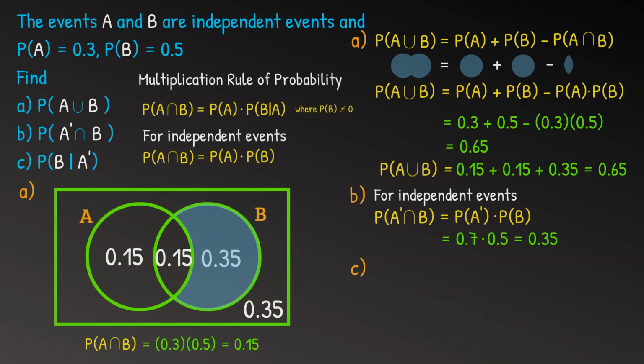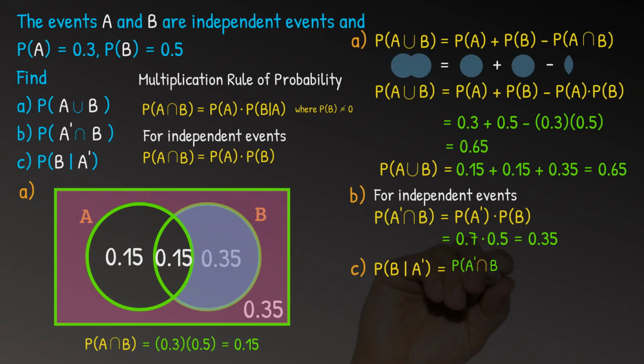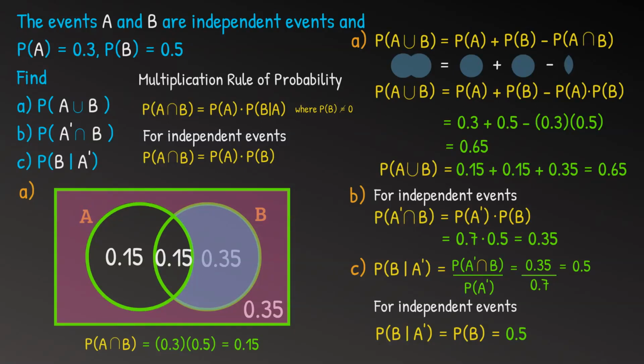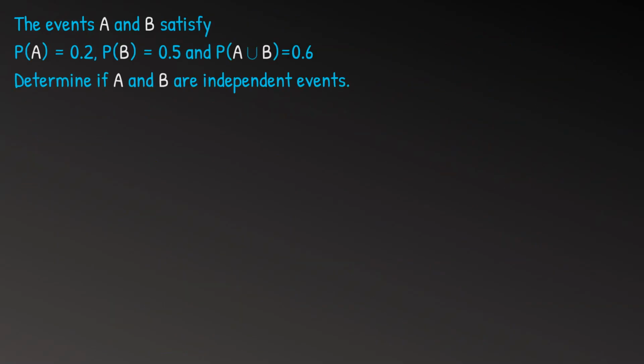Next, we want to work out some conditional probability, the probability that B occurs if A complement has happened. Well, if A complement, this area, has already occurred, the only way B can occur is within this area here. So we could work this out as previously, putting the probability of A complement intersect B over the probability of A complement, which gives us 0.35 over 0.7, which is 0.5. However, for independent events, the probability of B on condition of A complement is the same as the probability of B, which is 0.5.